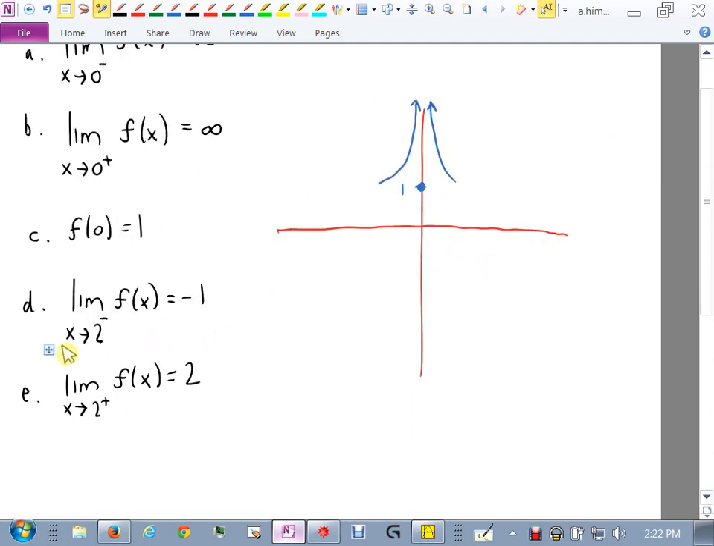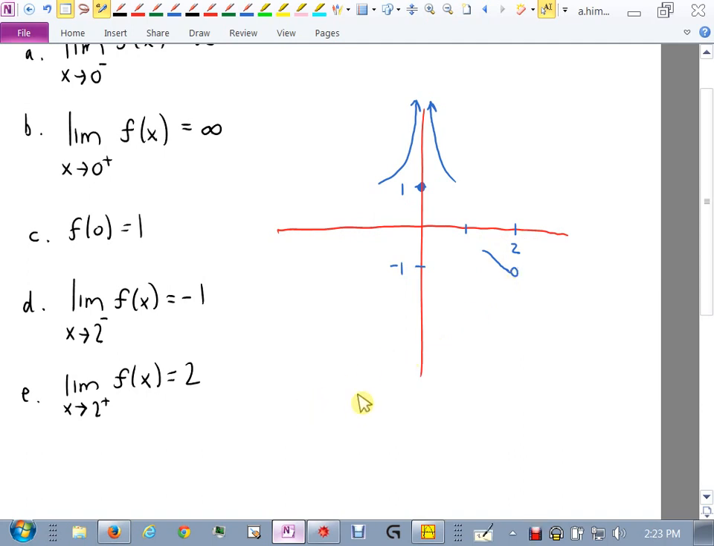How about condition D? I approach 2 from the left. Where am I headed? Negative 1. So here's negative 1, and I'm approaching 2. So let's say 2 is out here. As I head towards 2, I need to be headed towards negative 1. So how about this? Does that look like it works? So I head towards an x value of 2 from the left, headed towards negative 1.